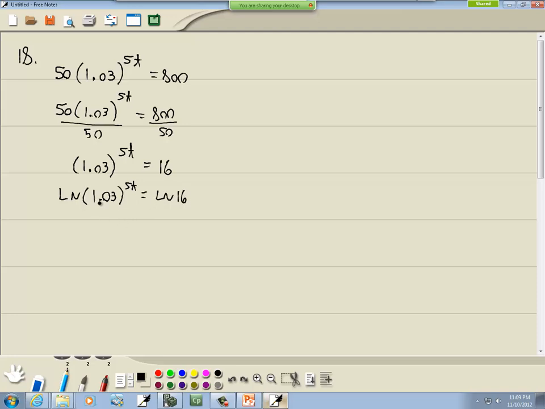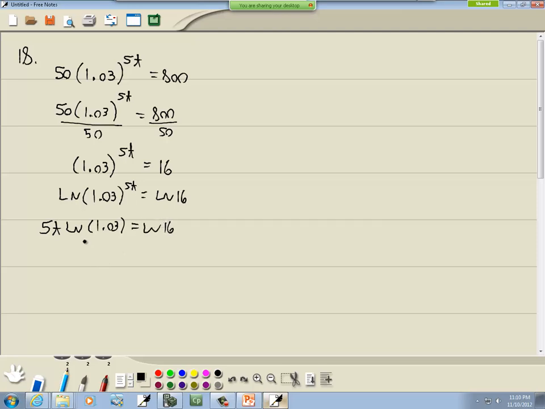Now we want to use the third step. You want to use properties of exponents to get the variable out of the exponent. One of our properties says if you have a power, you can put it out in front of your log. So put 5t out in front, and we've got 5t natural log of 1.03 equals natural log of 16.